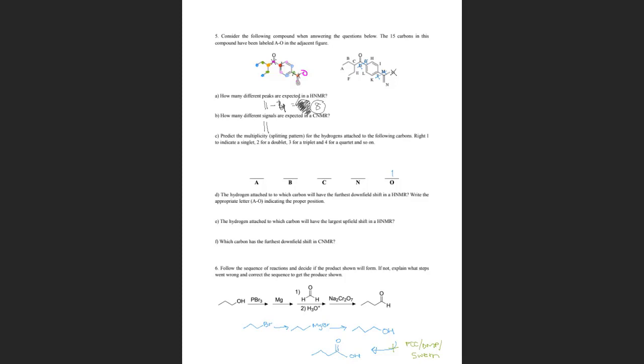Going back to C, what will the splitting pattern for N look like then? Doublet. Okay, perfect. So we have 2. For C, actually, let's start from A. A is probably easiest. What's the multiplicity of A?